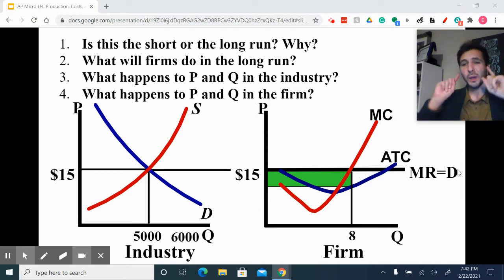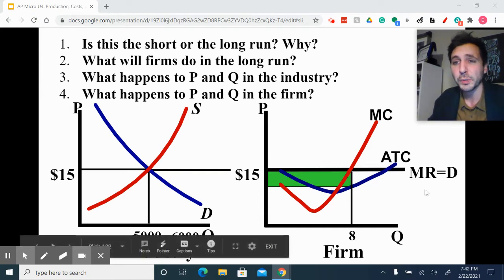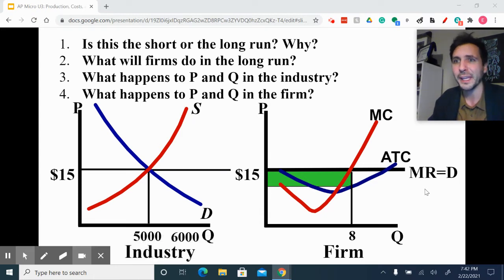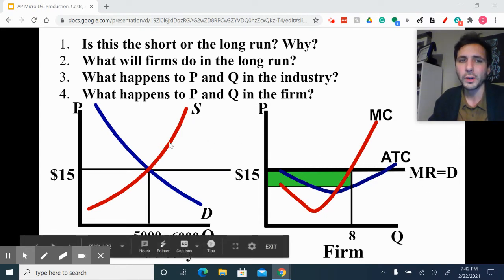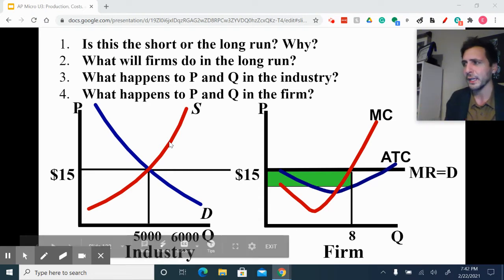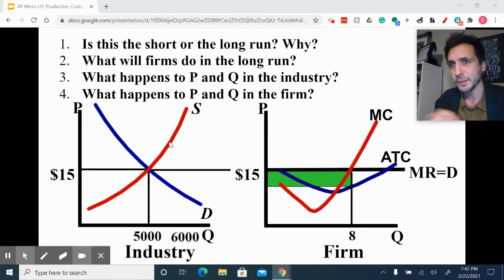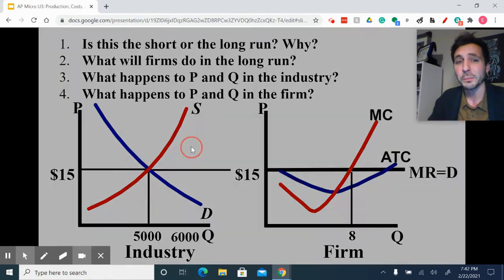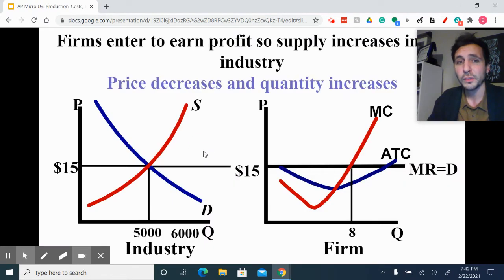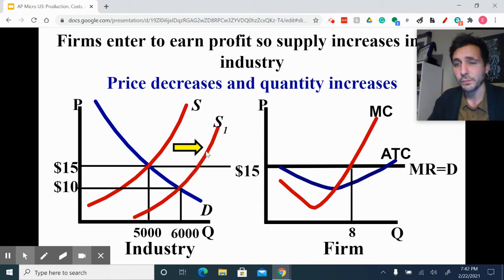They're going to say, you know what? We want a share of those profits. How are they going to get a share of those profits? They're going to enter the market. How do we demonstrate a firm entering the market? Well, we jump back over here to the industry. Remember, we have a determinant of supply, which is when there's an increase or decrease in the amount of firms in the market. So when firms enter the market chasing their share of that green box, it's going to shift that supply curve to the right, like so.